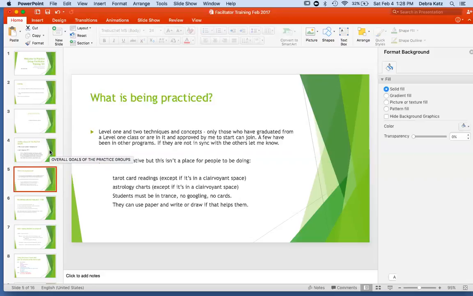Okay, so what is being practiced? Level 1 and 2, and can you guys all see my screen? I just want to make sure. Oh, yeah. Okay. So level 1 and 2 techniques and concepts is what is being practiced in these practice groups.